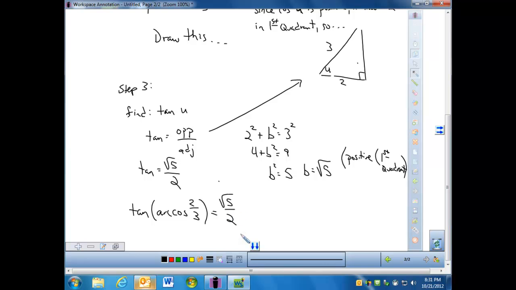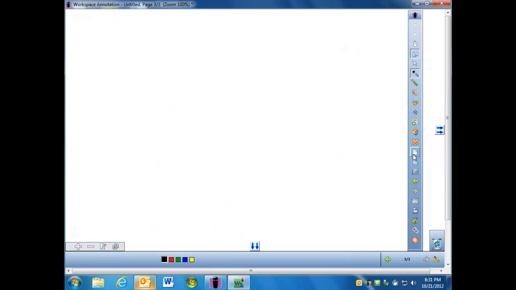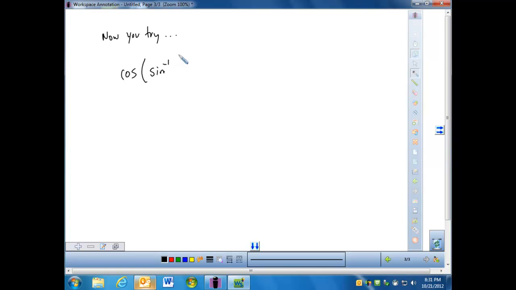Okay, what's that mean? It just means the angle whose cosine is 2/3 has a tangent of the square root of 5 over 2. Alright, you try this one now. Once you see the problem, I'd like you to push pause for a second, work it out, follow what we did in the previous problem, and then I'll go through it and see if it made sense to you, or see if you did it correctly.